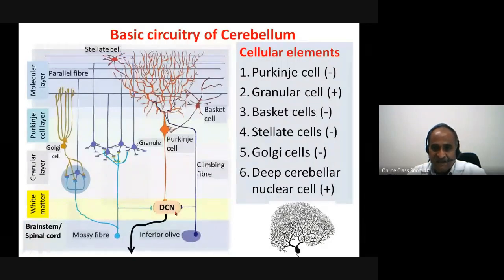Then the deep cerebellar nuclei. This is the deep cerebellar nuclei. It receives inputs from the mossy fibers and climbing fibers, and the input from the cerebellar Purkinje cell, and then the output goes here. The output is either more excitation or less excitation. This is about the cell types.